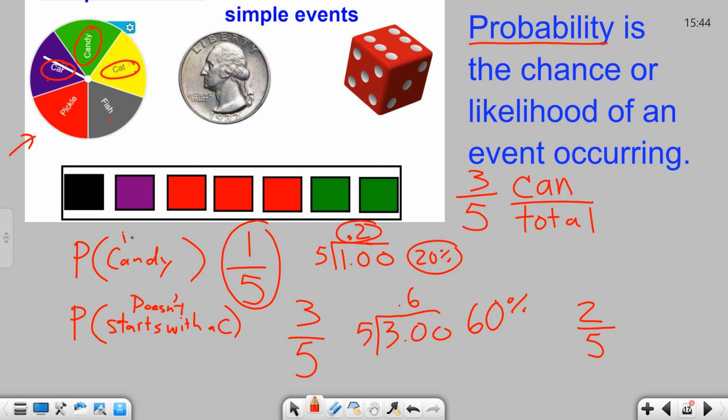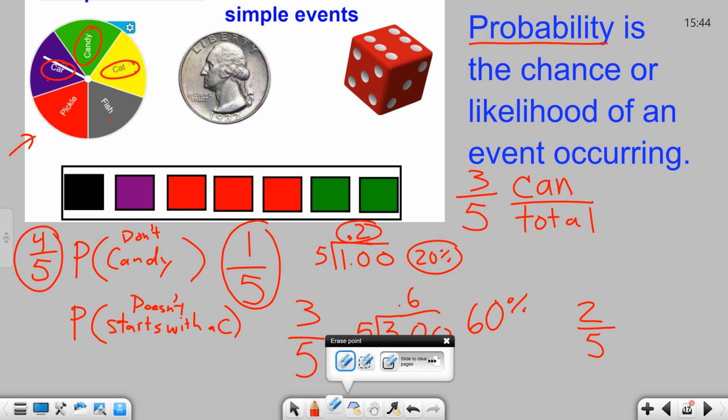So what's the probability I don't get candy? Well, if there's one way I can get candy, that means there's 4 ways I can't get candy. So we can be getting what are called the complementary probabilities. All right, let's try with another one.